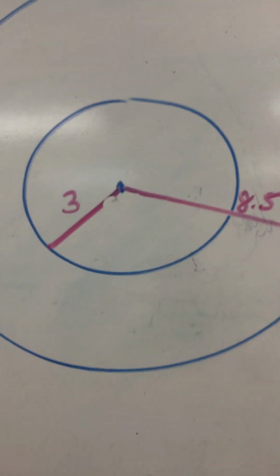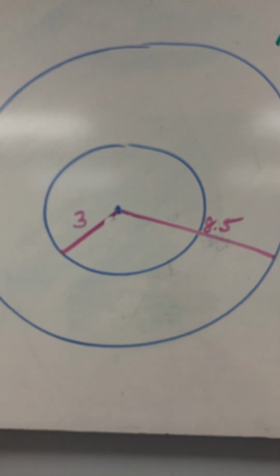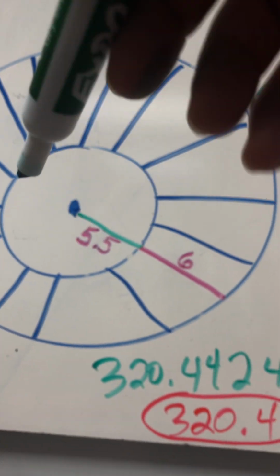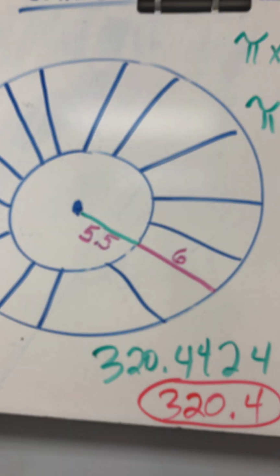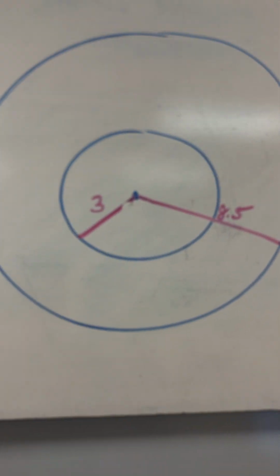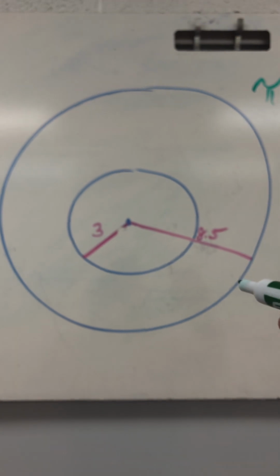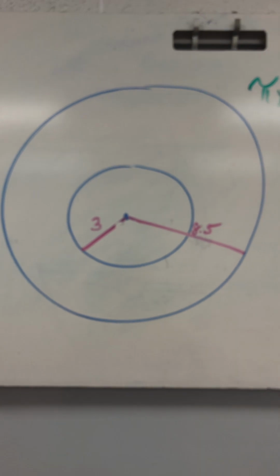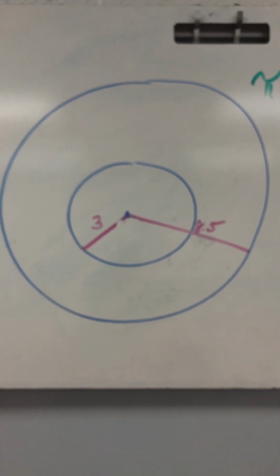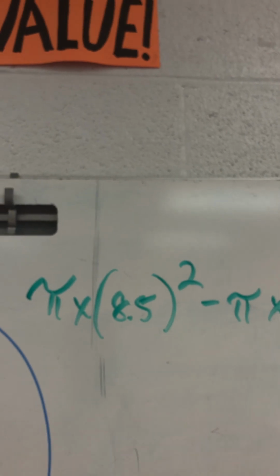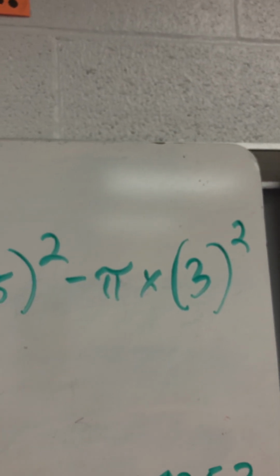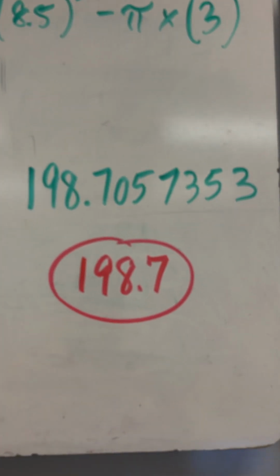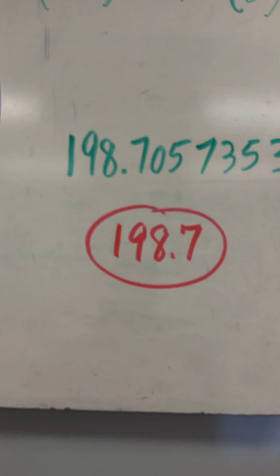So for example here, now notice the difference between this problem and this problem. Do you see how here we had to add 5.5 plus 6? But here, it already tells you that the radius of the bigger circle is 8.5 and the smaller circle is 3. So now you don't even have to add. You just say, all right, I'm going to do pi times 8.5 squared minus pi times 3 squared. And I get 198.705. My answer is 198.7.